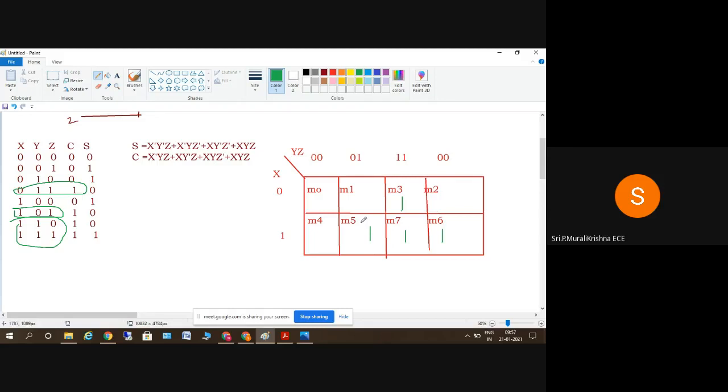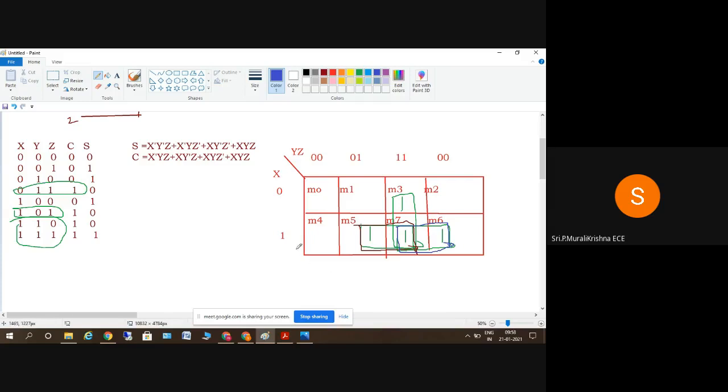So I can form 3 pairs here. This is 1 pair, second pair, and this is the third pair. So 3 pairs, right? Yes or no? This is a simple one. Already we discussed 4 variable K-maps; this is the simple one. So what is the first pair here? I'll use a different color. This is the first pair, m5 and m7, and this is the second pair, and this is the third one.